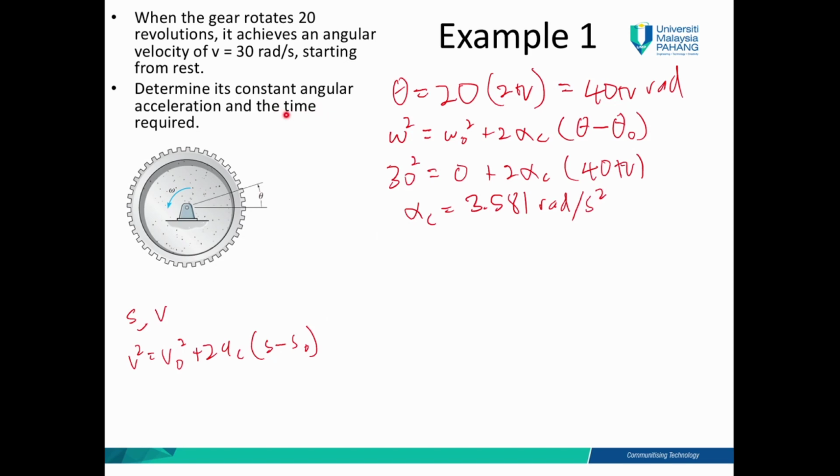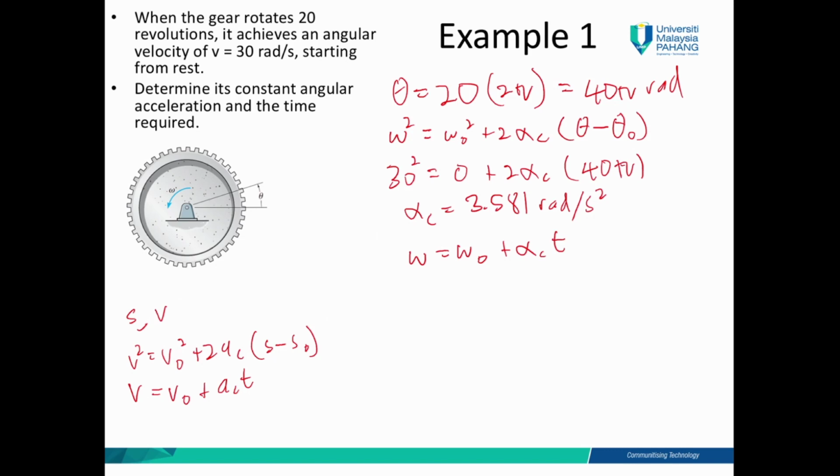Next, you need to find the time required. So if this is linear, what do you use to find the time? You can use the other two equations, but I think it's easier for you to use v is equal to v0 plus at, since you already know the acceleration and you know the velocity. So you use the equivalent for angular movement, which is ω is equal to ω0 plus alpha c t.